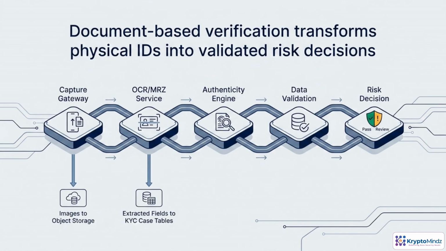Document-based KYC is a pipeline that turns a raw ID photo into a decision your risk engine can trust. First, a capture gateway standardizes image quality and streams both images and metadata into storage. An OCR and MRZ service converts pixels into structured fields, and an authenticity engine checks for fraud signals. Data validation then cross-checks those fields against internal records and external APIs. Finally, a decision service combines results with business policy to return pass or review.